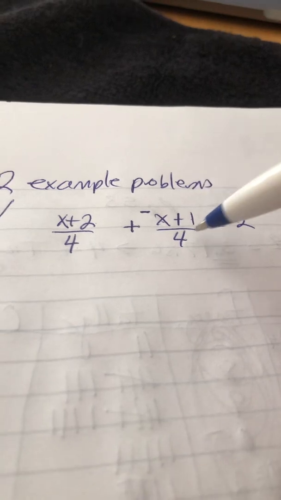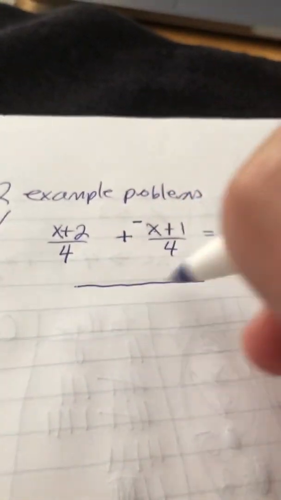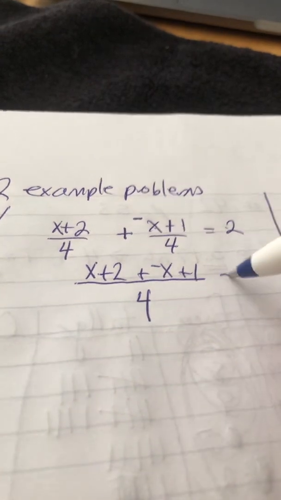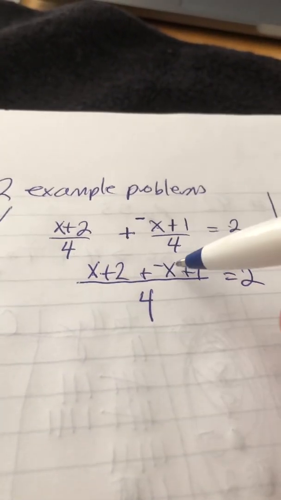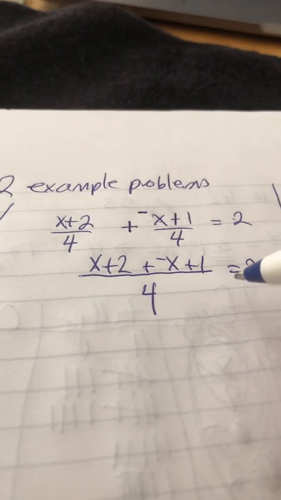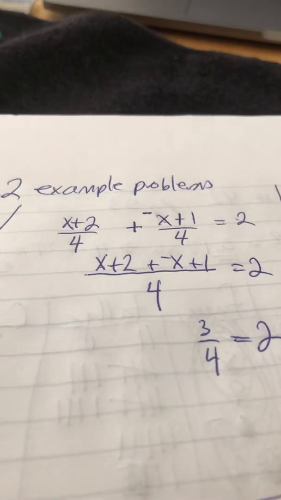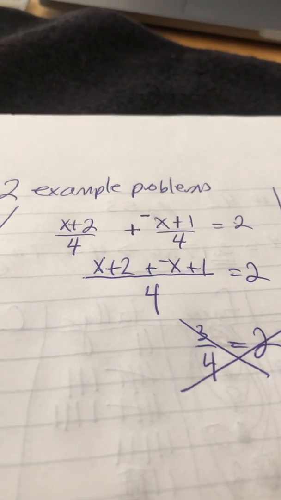And so if I'm going to work this through, I've already got a 4, and I can write the x plus the 2 plus a negative x plus the 1 is equal to 2. Well, I end up with x and a negative x. They eliminate each other. So I have 3 over 4 is equal to 2. Well, that doesn't make any sense. So there's no solution to this one.